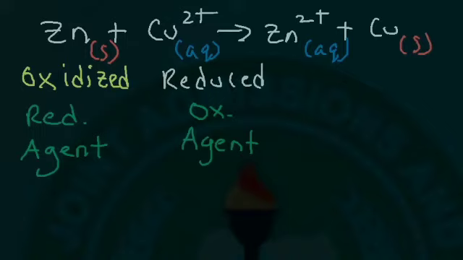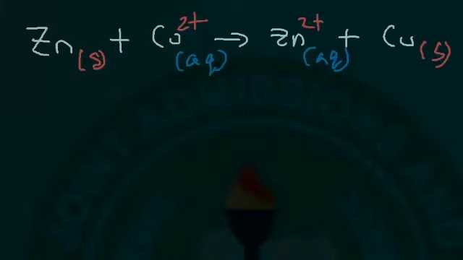Nonmetals are usually oxidizing agents, like fluorine and oxygen gas. Those are oxidizing agents, by the way. So I just want to make sure that you understand that particular concept. So we know that zinc is being oxidized to zinc 2 plus.